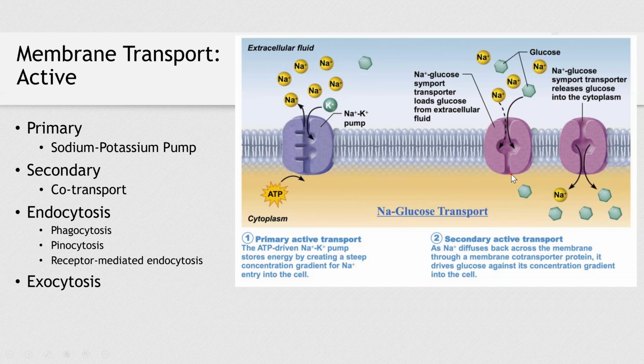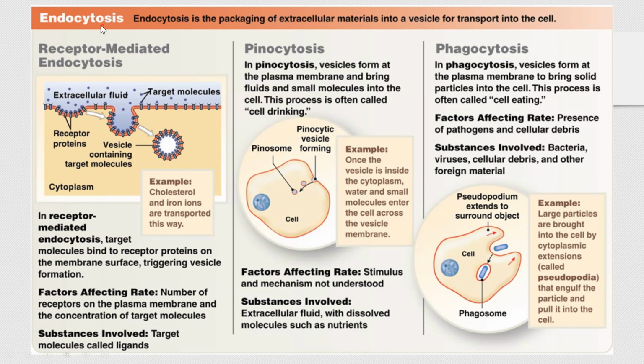Another example of active transport would be endocytosis and exocytosis. Endocytosis is the movement of substances out of a cell in the form of vesicles. Oh, I'm sorry, did I say out? Inside the cell. Endo means inside. So let me repeat it again. Endocytosis is a movement of substances inside a cell with the help of vesicles.